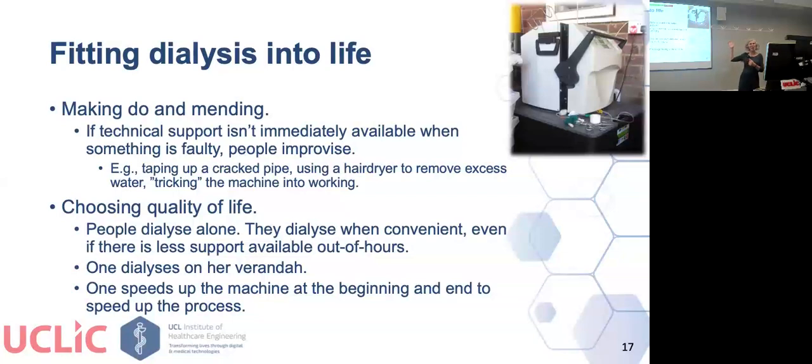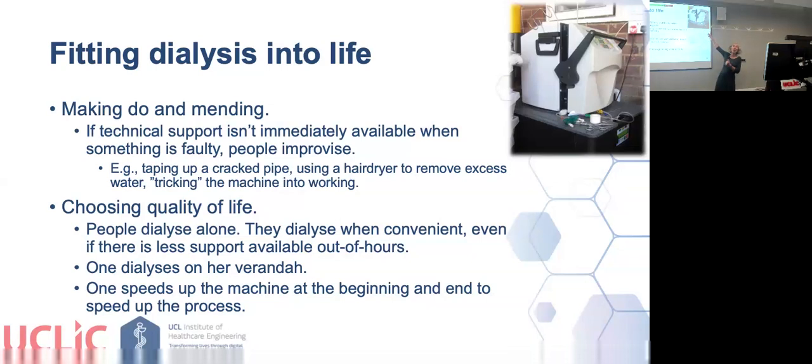We had some hairy accounts of people making do and mending, like taping up pipes and using a hairdryer to fool the machine into working when it didn't want to work because it was a bit damp in there, and reprogramming things to trick the machine into working when all its safety mechanisms were set up so that it wasn't going to work right now. And people also choose quality of life.